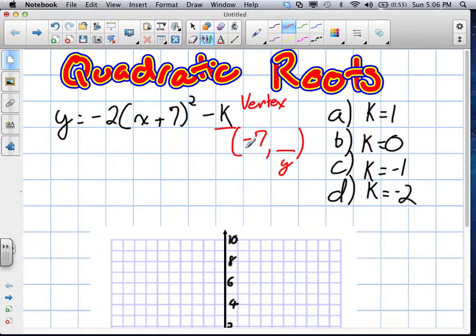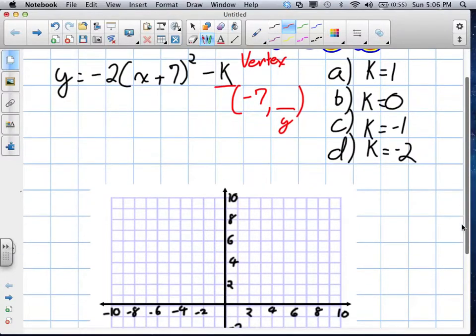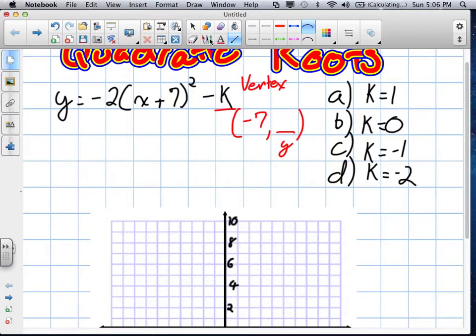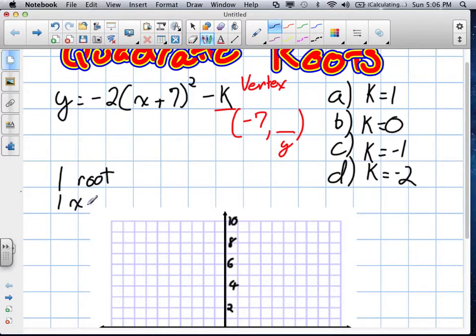Now, the question actually asked us which value of k will produce one root. What do they mean by one root? Let's go around the graph. One answer. Okay, a root is what? Do you know what the definition of a root is? It has to do with the x-intercepts, actually. So what they're asking is what value of k will produce one root or one x-intercept? Or 1, 0. Remember, those are three different words for the same thing.